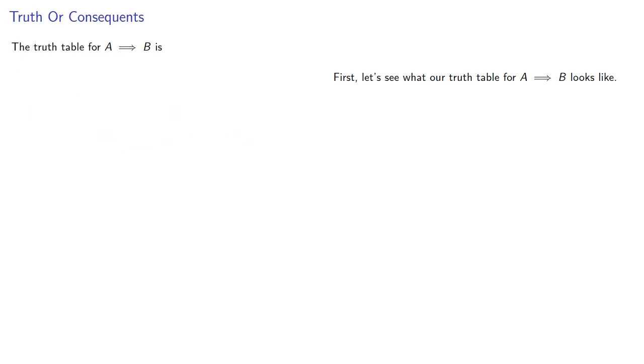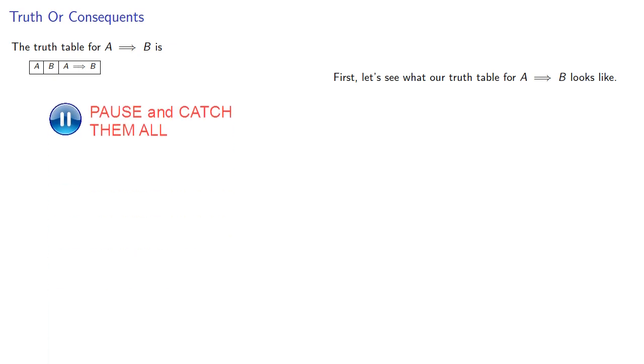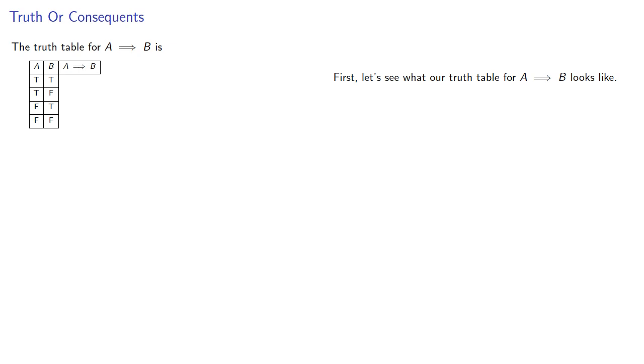So let's first of all construct our truth table for if A then B. There are two simple statements, A and B, and there's all sorts of possibilities for their truth values. And remember, the only time that a conditional is going to be false is when the antecedent is true and the consequent is false. And so that's in this case. And in every other case, the conditional is true.